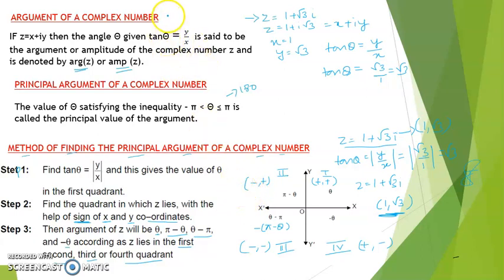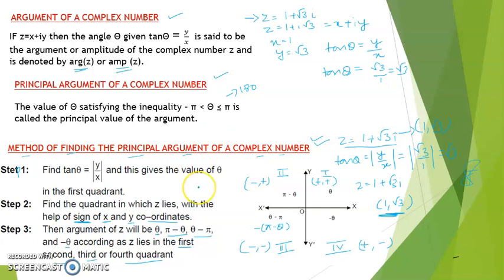So first argument of a complex number, then you have principal argument, then method of finding the principal argument of a complex number. As I told you, students, I am repeating again, whenever you watch a maths video, sit with a paper and pen, and simultaneously write what I am explaining, so that you will grasp the concept. Then watch this video again once or twice, so the concept will be clear.